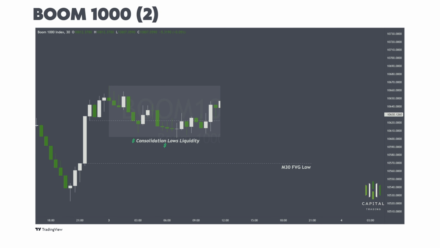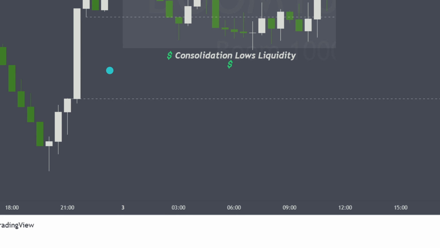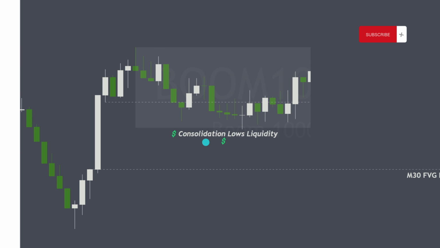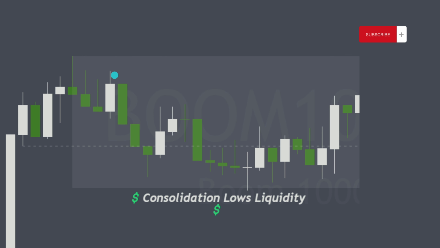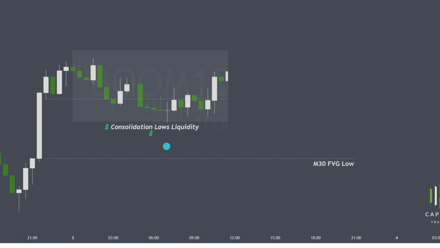Our second example for the Boom 1000, we had price spiking, and when they spiked, they left this fair value gap up here. Then we had a ranging motion where we had this low as our range low, and then this high as our range high. Then we had this liquidity down here.